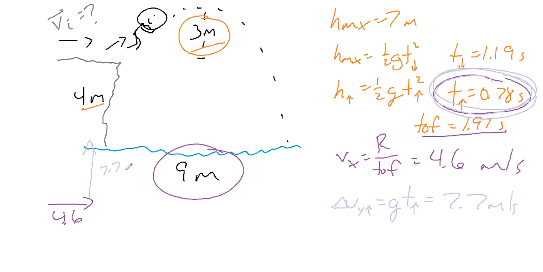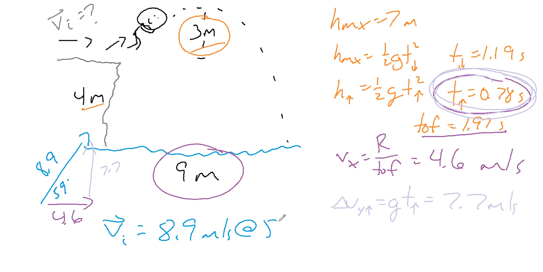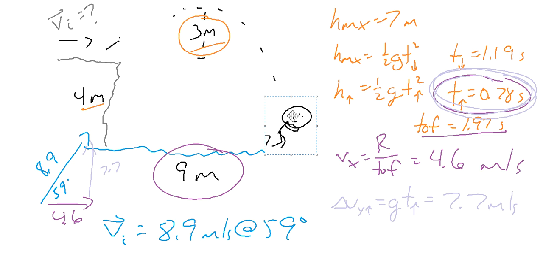Well, I've got my initial Vx, I've got my initial Vy. I can then use them to find out what his takeoff velocity must have been. So using good old Pythagoras, we get a V of around 8.9, and then we will find the angle. We've got the 7.7, we've got the 4.6, and this ends up being like 59 degrees. So put it all together, the initial velocity must have been around 8.9 meters per second at 59 degrees for him to go up and then splash into the water, something like that.